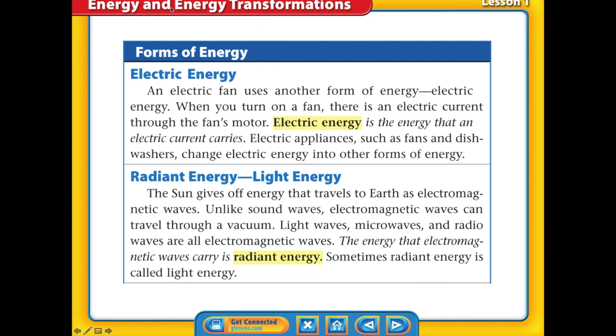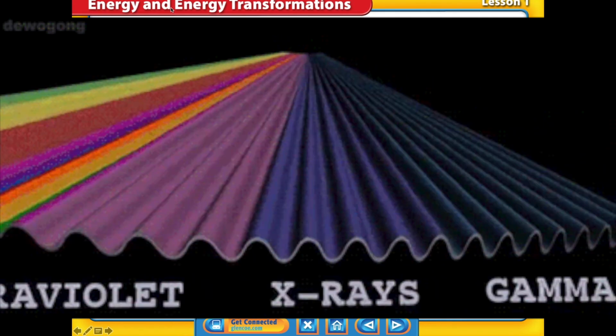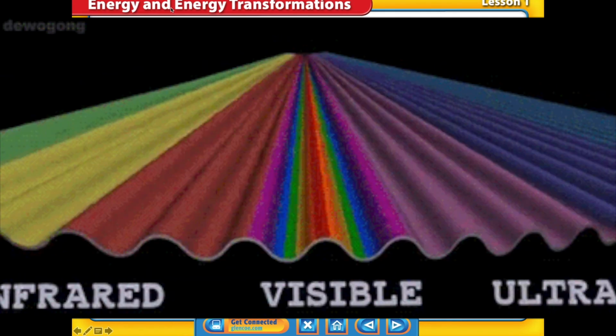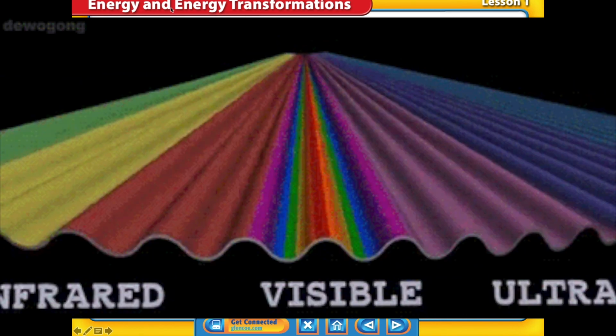Light, the colors of the rainbow, red, orange, yellow, green, blue, indigo, and violet. These are only a small part of radiant energy. There is so much more light that the human eye cannot see. Some insects can see different forms of energy, and the human eye cannot. We can only see the colors of the rainbow.